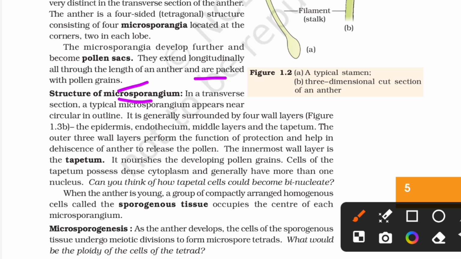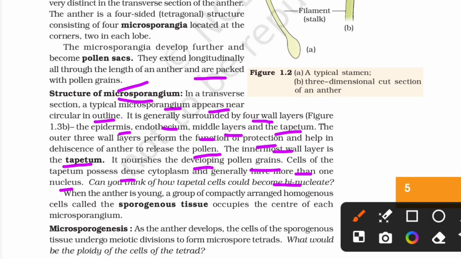Structure of microsporangium. In a transverse section, a typical microsporangium appears near circular in outline. It is generally surrounded by 4 wall layers, Figure 1.3b: the epidermis, endothecium, middle layers and tapetum. The outer 3 wall layers perform the function of protection and help in dehiscence of the anther to release pollen. The innermost wall layer is the tapetum. It nourishes the developing pollen grains. Cells of the tapetum possess dense cytoplasm and generally have more than one nucleus. Can you think how tapetal cells would become binucleated?